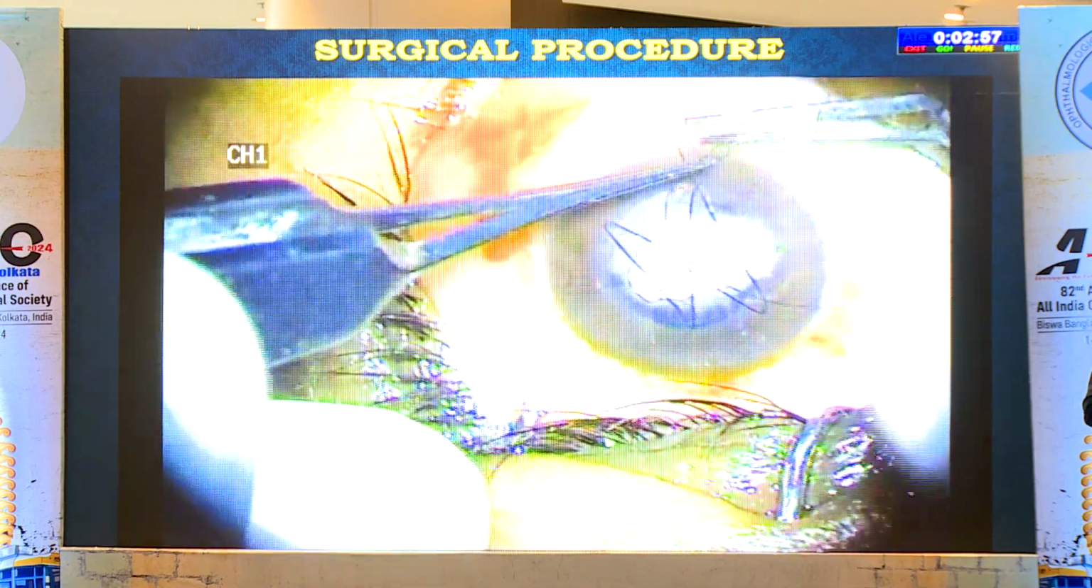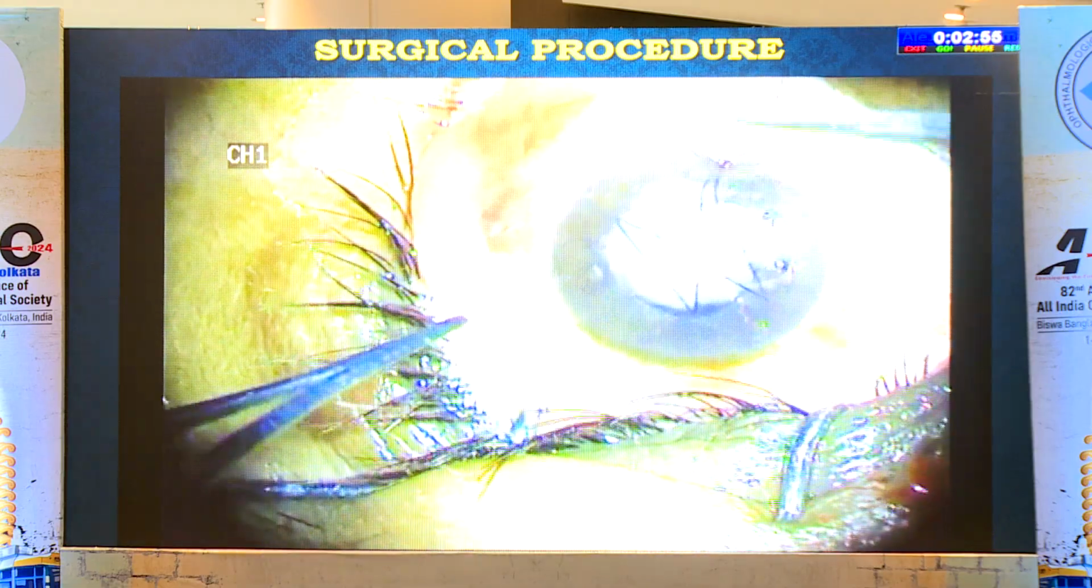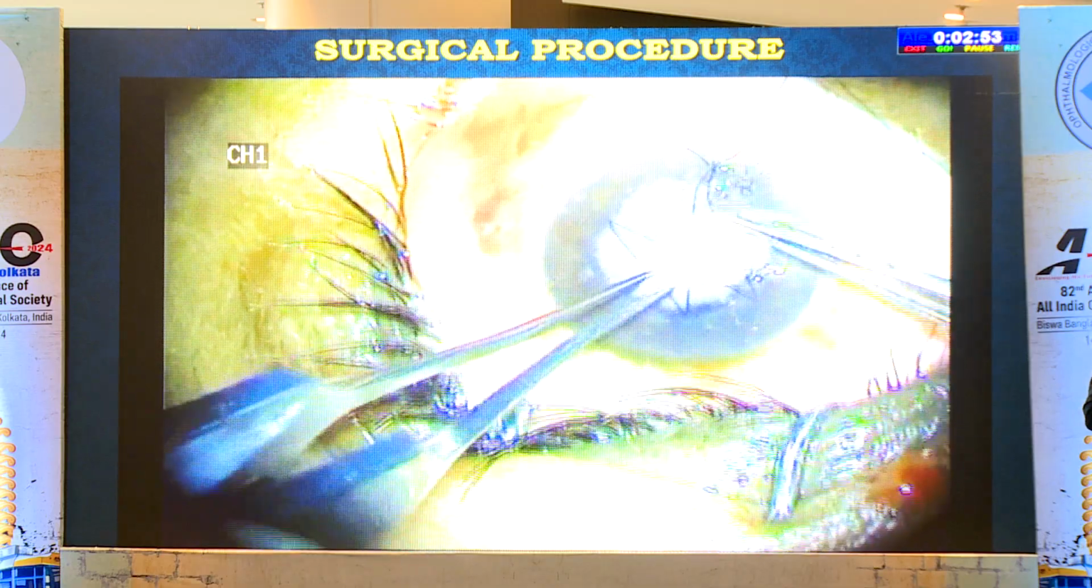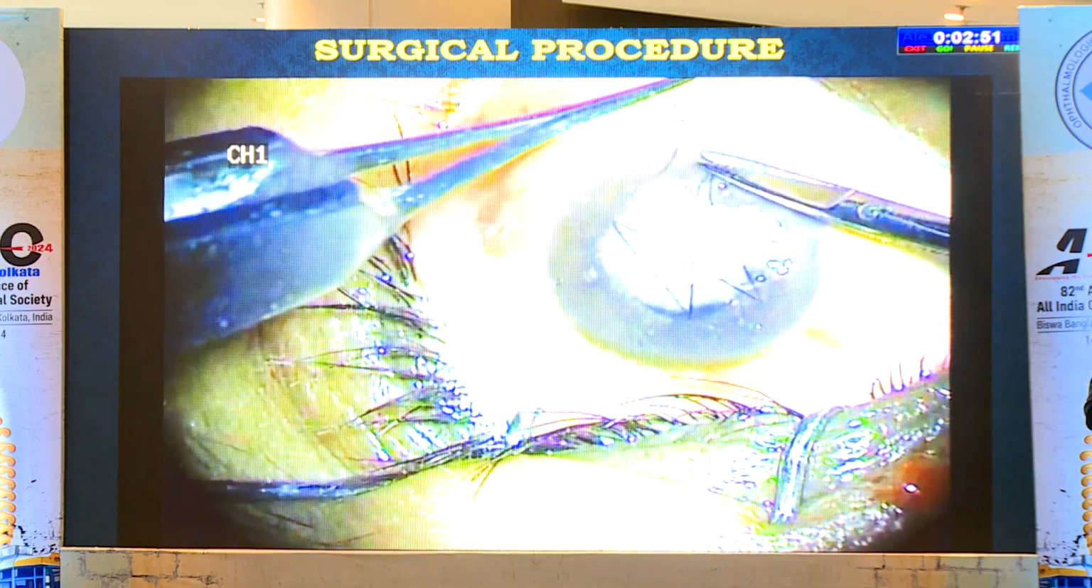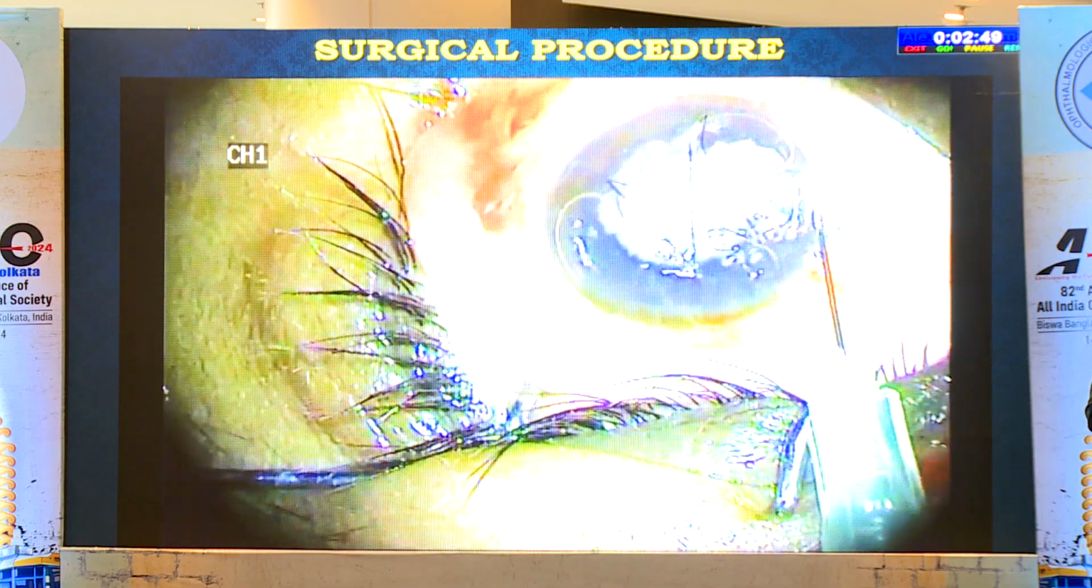Then anterior chamber is formed with the air and saline, and bandage contact lens was applied at the end of the surgery.